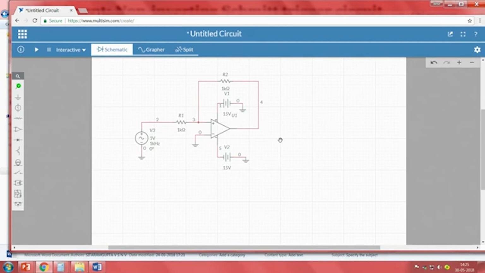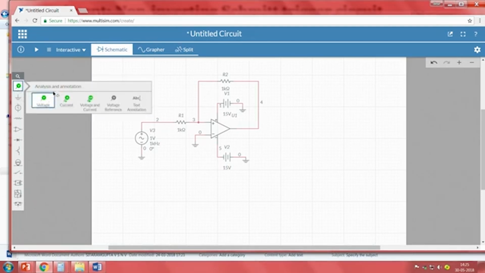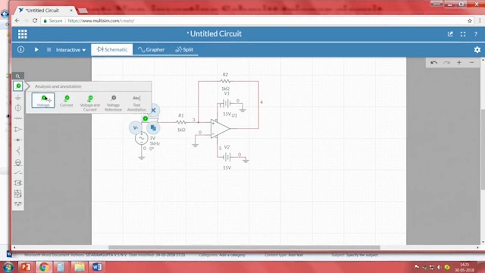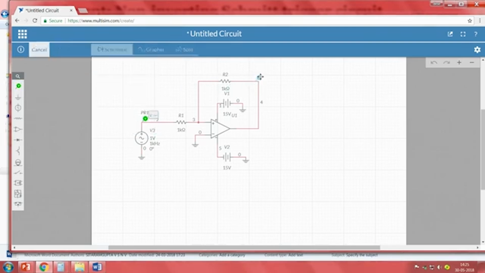We have to see the relation between the input and output. Unless we connect a scope, the circuit will be working, but it is very difficult for us to visualize it. So, I will go to this analog and annotation palette. Here we have voltage indicators or graphers, those are called probes, and we can take one more probe and connect it at the output voltage terminal, right.